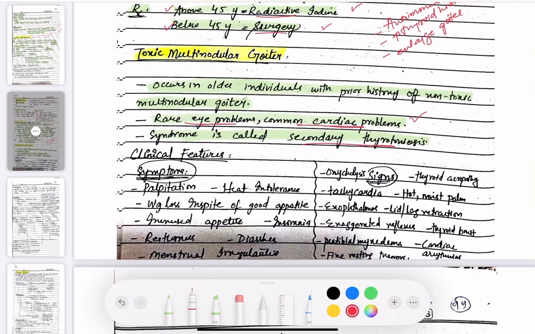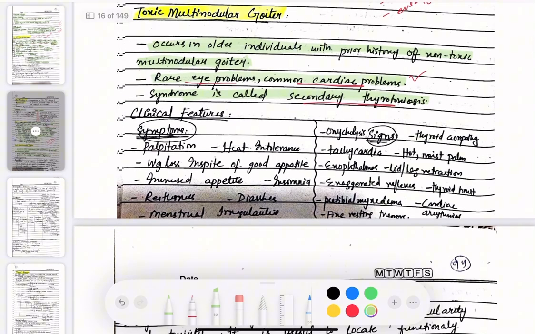The clinical features of toxic multinodular goiter are palpitations, heat intolerance, weight loss in spite of increased appetite, insomnia, restlessness, diarrhea, and menstrual irregularities. This is a kind of hyperthyroidism, with overproduction of thyroid hormone. These are present in the case of toxic multinodular goiter.